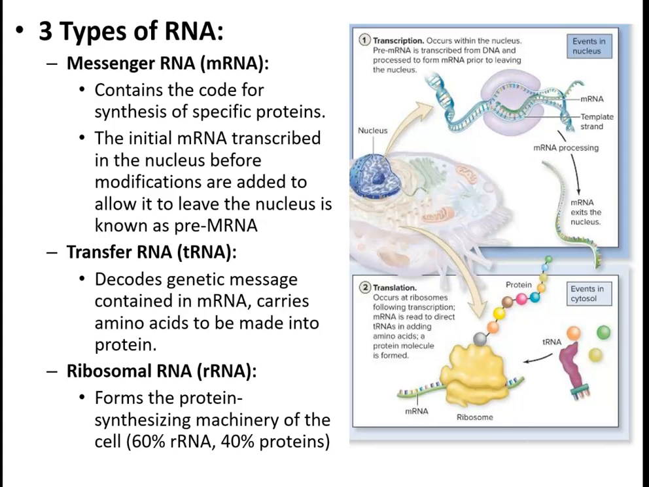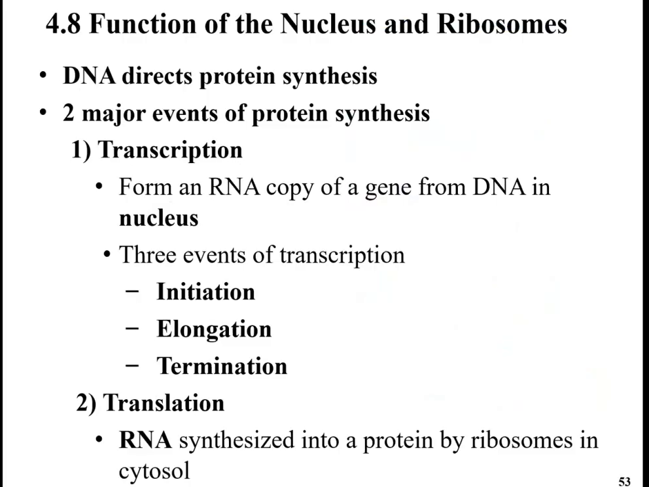Next you have transfer RNA or tRNA. This decodes the genetic message that's carried in the mRNA, and it carries amino acids over to be made into protein. Then there's rRNA, ribosomal RNA. This forms the protein synthesizing machinery of the cell. So ribosomal RNA helps form ribosomes. In fact, a ribosome is about 60% rRNA and 40% proteins.